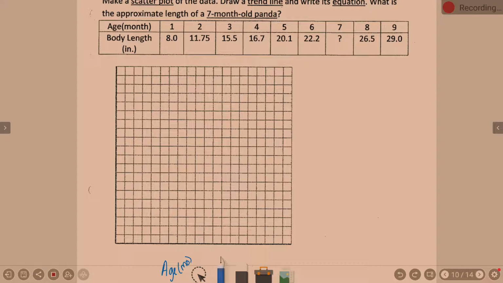Now, how many months do I have to label up to? 9. We have to go up to 9. Where should we start? 1. Even before 1? 0. So what I'm going to do, follow along so you can make this with me.